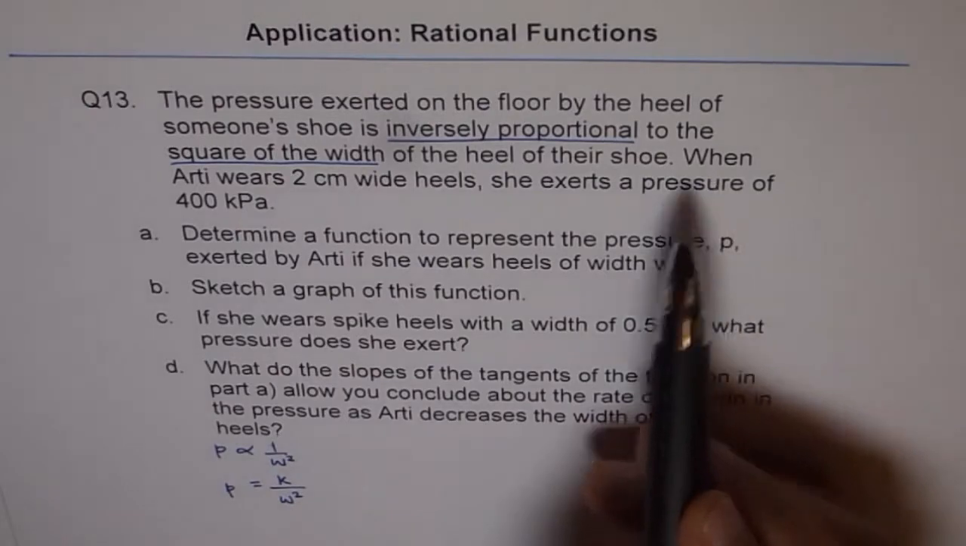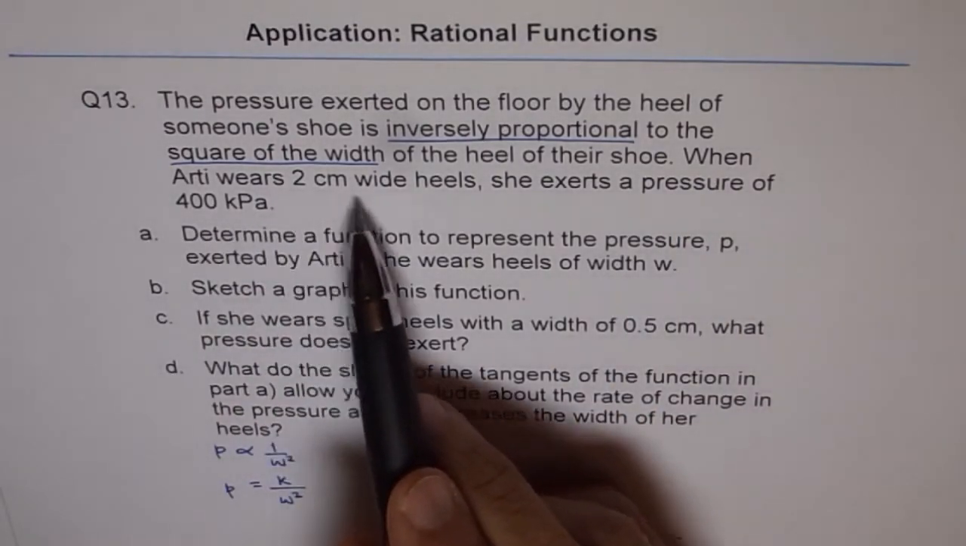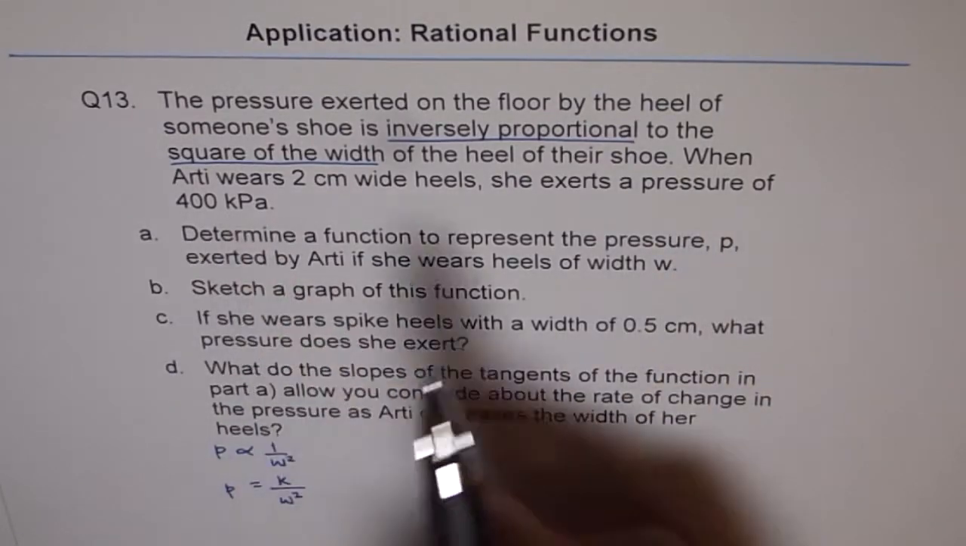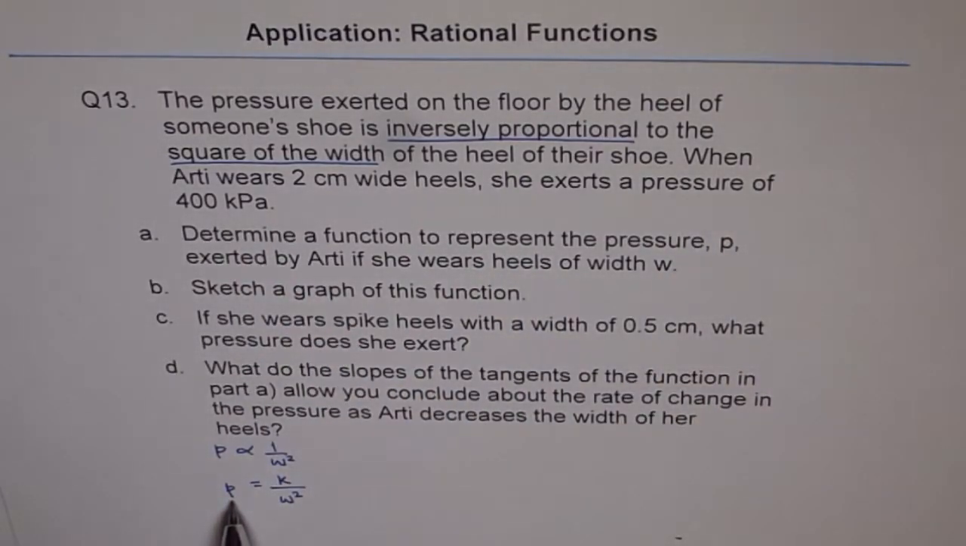Now, when Aarti wears 2 cm wide heels, she exerts a pressure of 400 kPa. That means P is 400 kPa when the width is 2. That helps us to find the value of K. Let me put 400 for P. We have 400 equals K over 2 square. So that gives us a value of K as 1600. From here we can solve this equation.